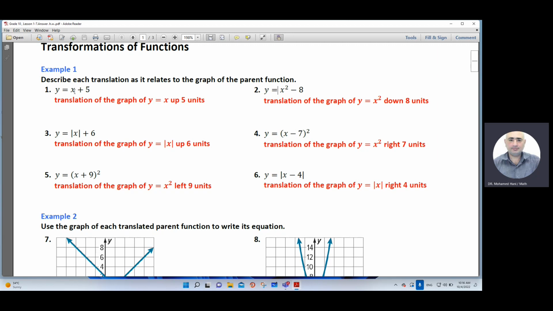اذا اول فكره معناتها بيعطيني هو equation للفانكشن وبيطلب مني معلومات انه الانسحاب او الترانسليتد up or down or right or left and what is the name of the function family. What is the name of the function family? Is it constant? Is it identity? Is it quadratic or absolute value? And the second idea, use the graph of each translated parent function to write the equation.